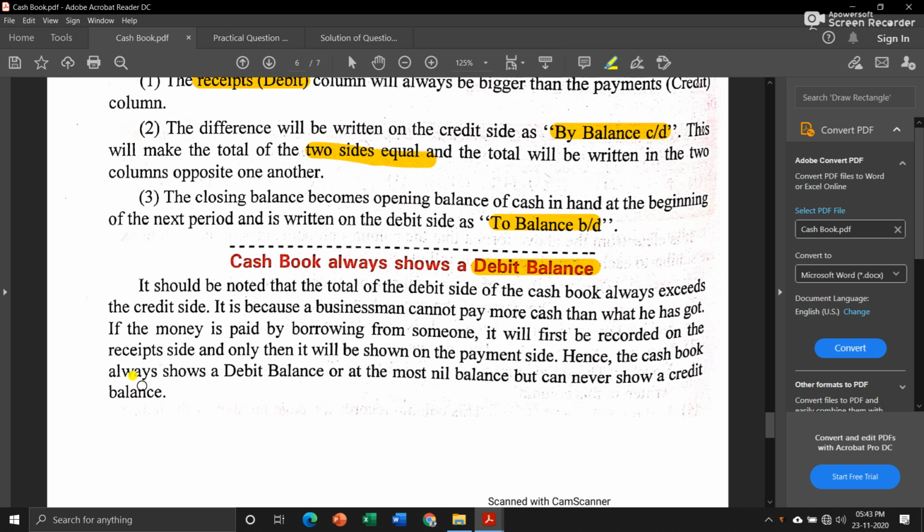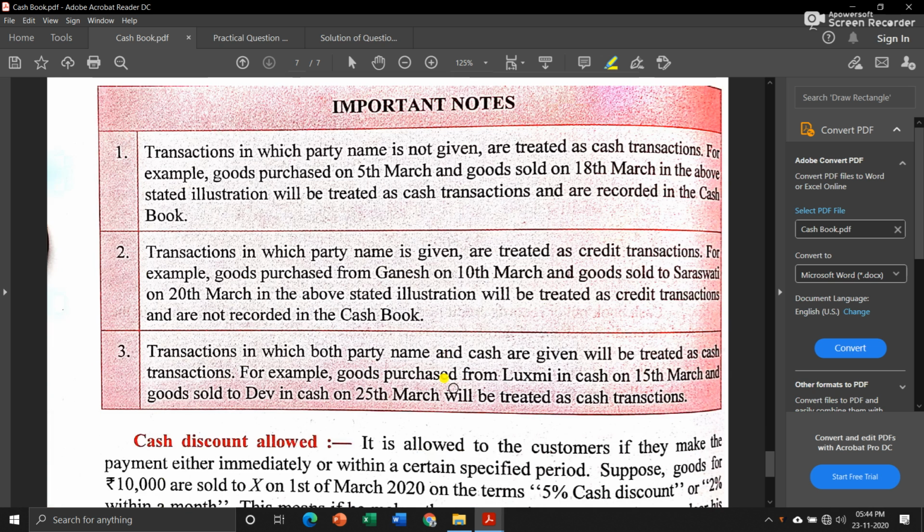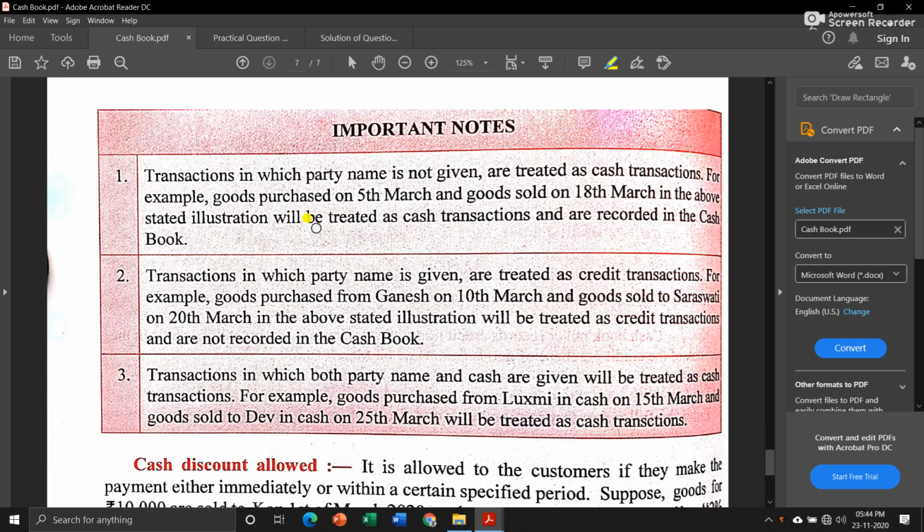And therefore you can conclude that cash book will always show a debit balance, or it will show nil balance, but it will not show any credit balance. Then there are some important notes regarding some transactions.